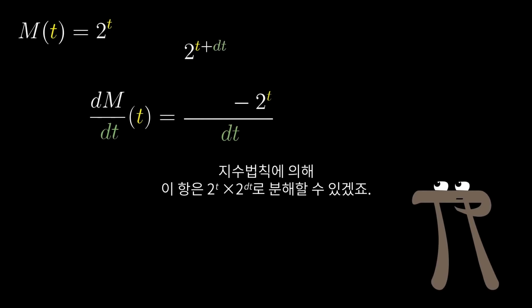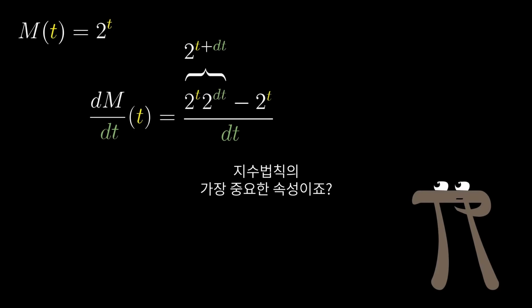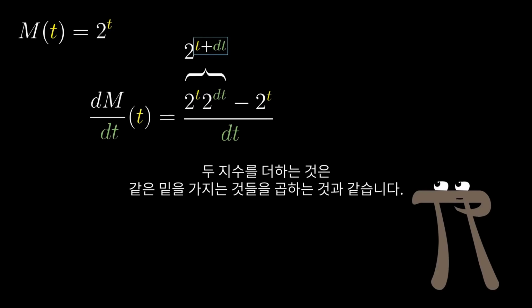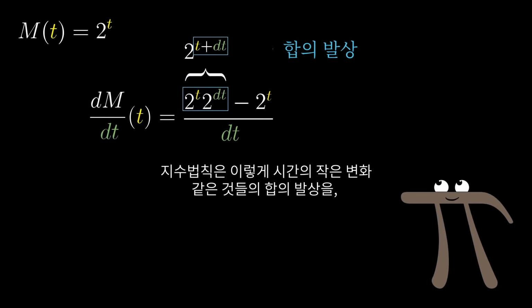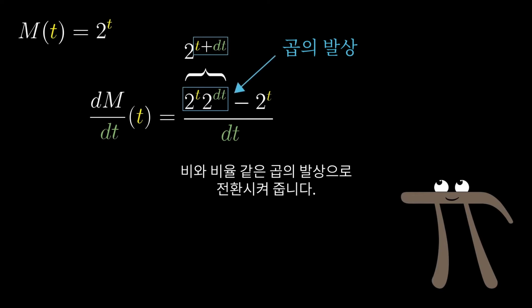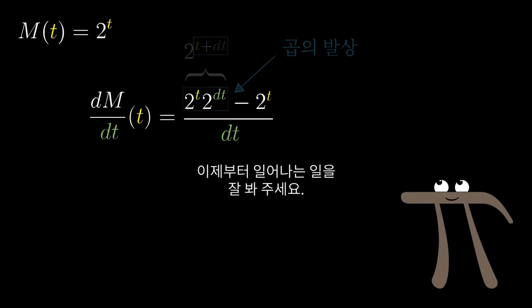A core property of exponentials is that you can break this up as 2 to the t times 2 to the dt. That really is the most important property of exponents. If you add two values in that exponent, you can break up the output as a product of some kind. This is what lets you relate additive ideas, things like tiny steps in time, to multiplicative ideas, things like rates and ratios. I mean, just look at what happens here.